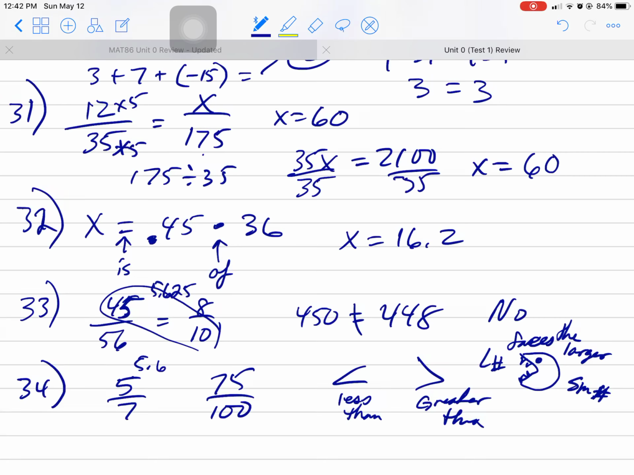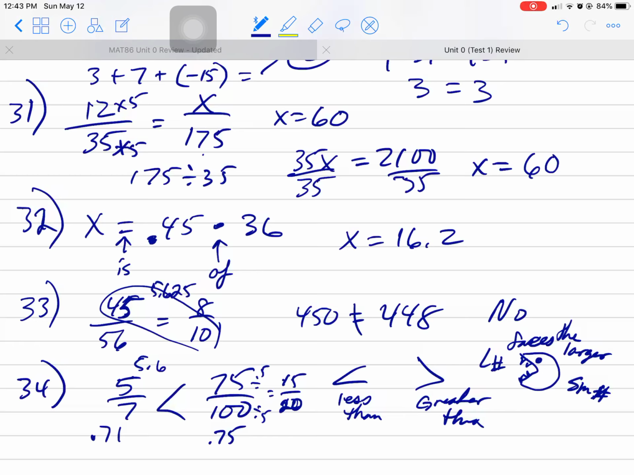So you can do this in a couple of ways. Can you reduce this? Reduce this by 5. I just like to divide. 5 divided by 7 is 0.71 blah blah blah. 75, most people remember that as 3/4, which is 0.75. So clearly the greater one is the 3/4. Think about it. 75 out of 100 is 3/4 of something. 75 cents out of a dollar is 3/4 of a dollar.